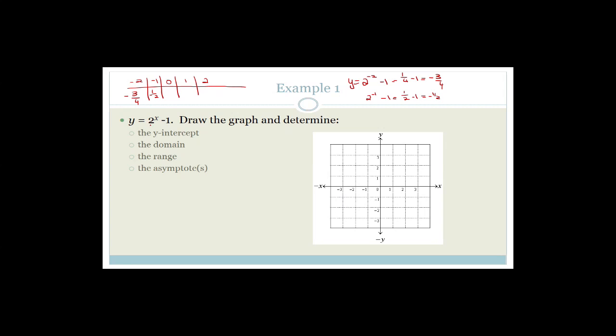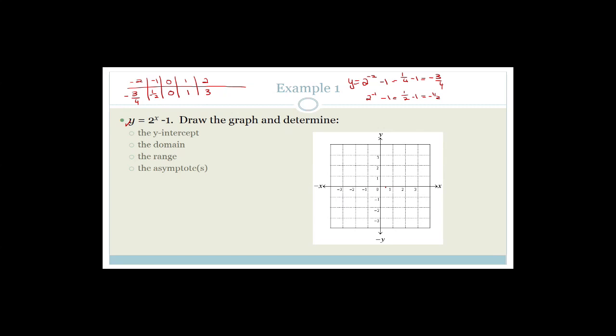When x is naught, we get 2 to the naught, which is 1. 1 minus 1 is naught. When x is 1, you get 2 to the 1, minus 1 is 1. And when x is 2, you get 2 to the 2 is 4, minus 1 is 3. Okay, so now we can draw the graph, right?